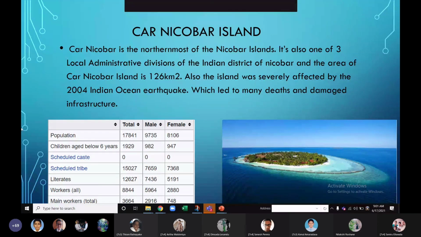So here the total population is 17,841. The male population is 9,735. Female population is 8,106. Children aged below 6 years, total of them are 1,929. Male children aged below 6 years, 982. Female children aged below 6 years are 947. Oh, yes, please, sorry. I'm really sorry. Okay. Anyway.